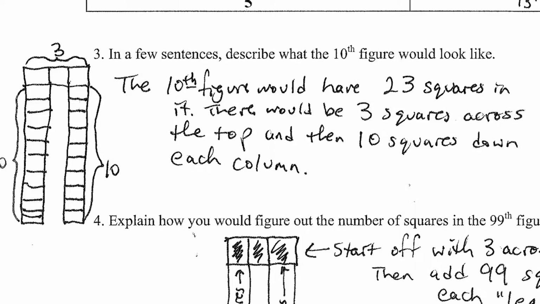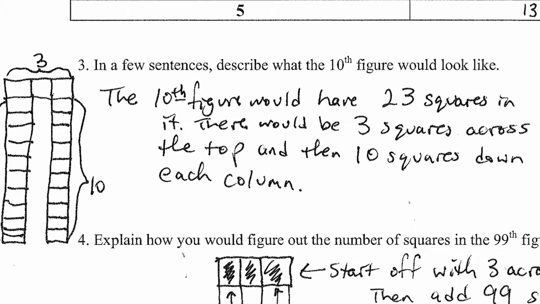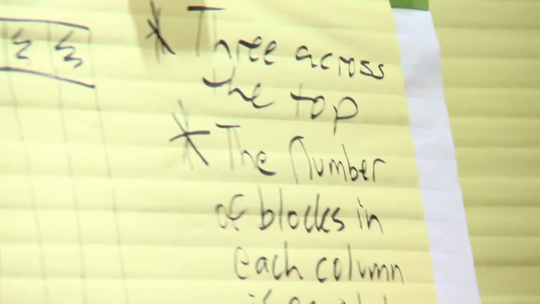So then they look back at the first 3 and the first 5. Oh, okay, well, they're always 3 across the top. So if they're 23, then they're always going to be 3 there. And then 10 going down and 10 going down. So then you look back and you say, well, the 5th figure, 1, 2, 3, 4, 5, 1, 2, oh, that's the same. And then they've recognized another pattern.